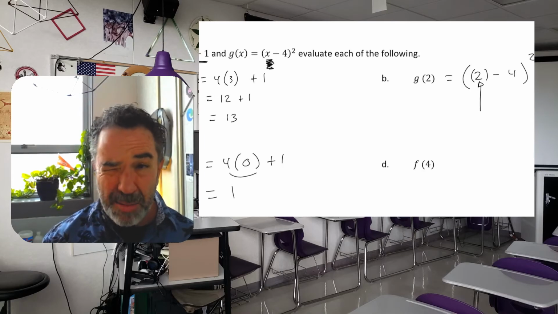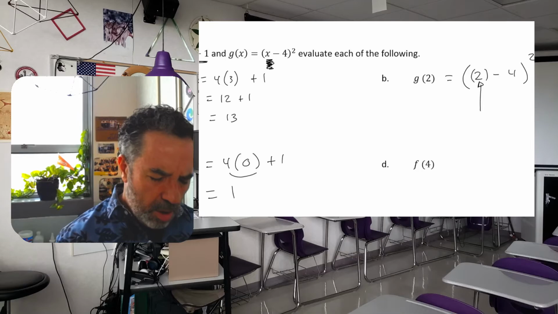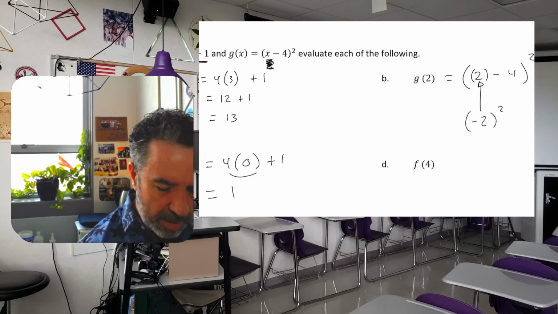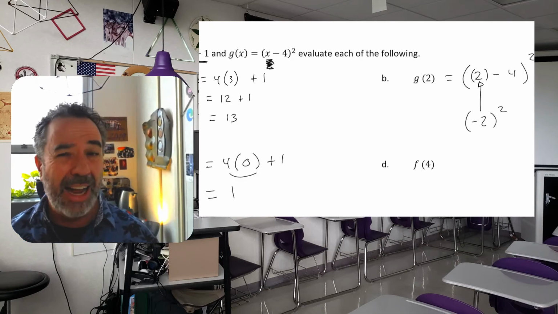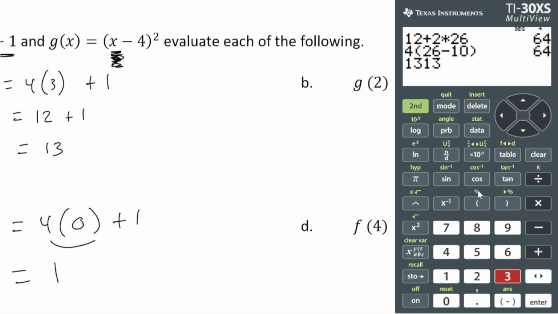Then this becomes 2 minus 4. Okay. 2 minus 4 is negative 2. So this now becomes negative 2. I'm going to square that. Ooh, I know I can make mistakes with this. No, I can't make mistakes with this. I got this. If I take negative 2 and I square it, it gives me positive 4.